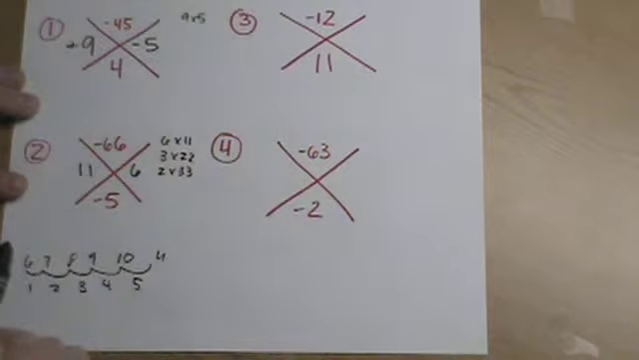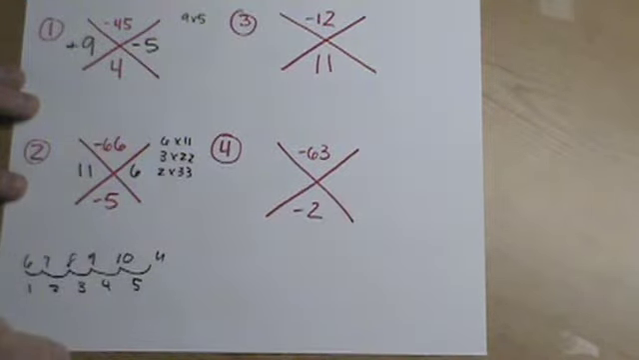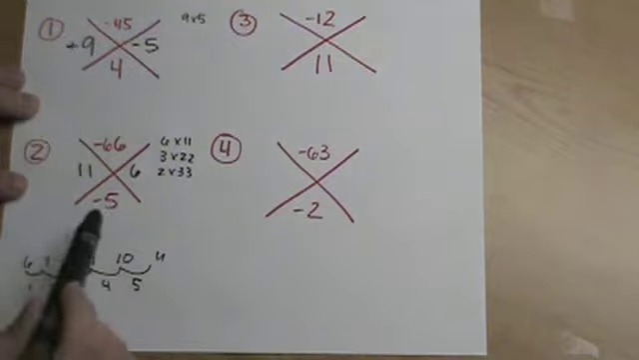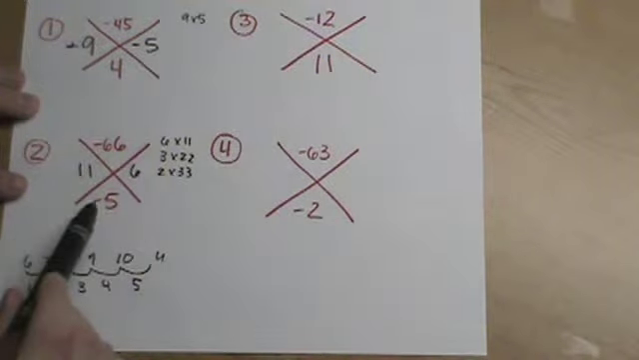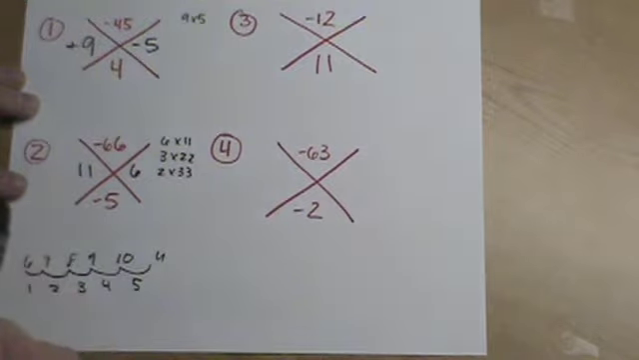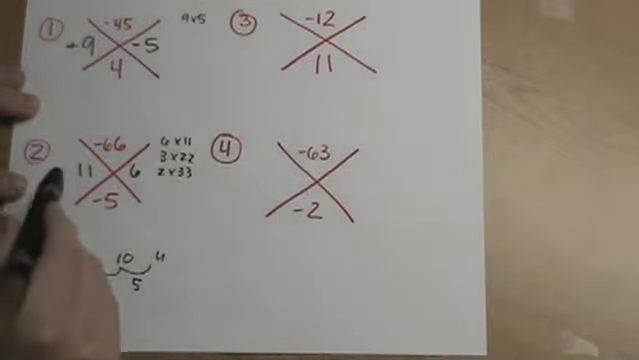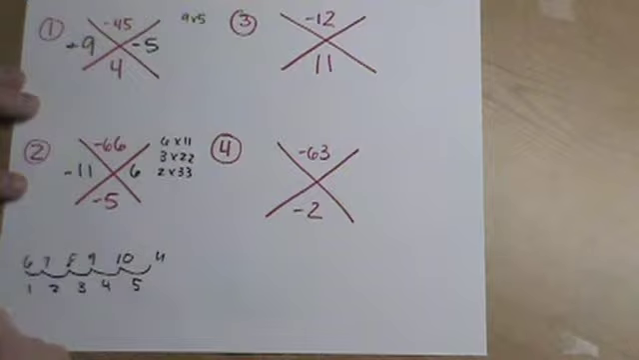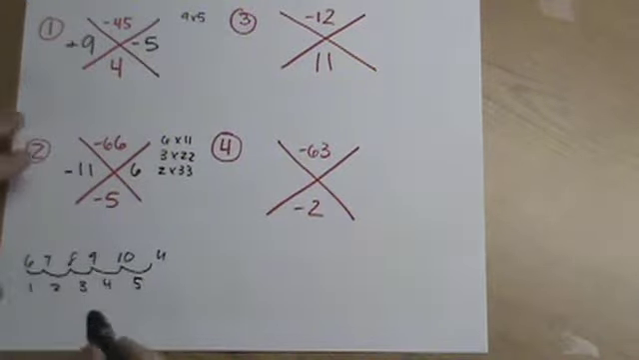Now, how do we place the negative? And we know we need a negative because of the top number. The top number is a negative 66. So we know one of these has to be a negative. So look at the bottom number. The bottom number is negative 5. So that means the larger number on the sides has to be negative. So negative 11.